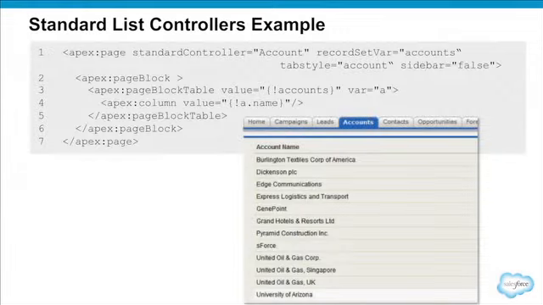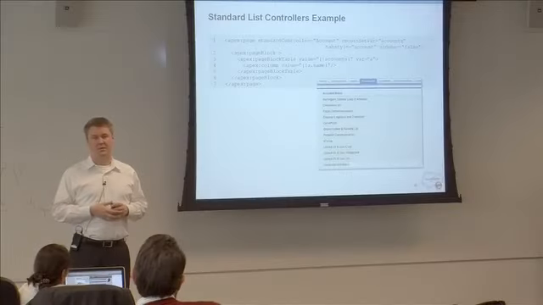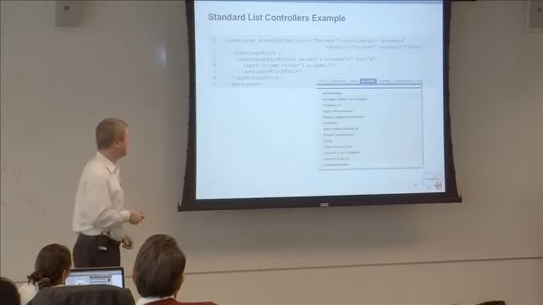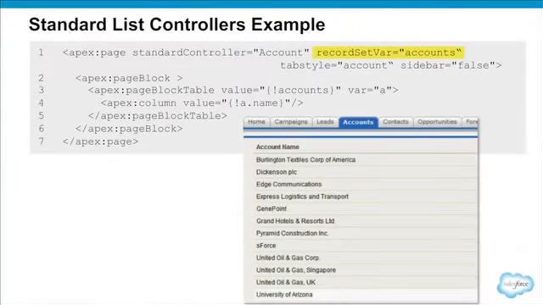Here's a very simple example of working with the standard list controller with a very simplistic Visualforce page that simply displays a table. It's not even displaying links for these, it's just simply displaying the name of the account. But you'll notice that we're using the record set var, and then this is now our variable that we use. In this case, we have another page block table. We can reference the list of accounts, and then all we're doing is displaying the name. So in the real world, you're going to want to do much more complex things with this and possibly add some additional controls to make this a little bit more interesting.